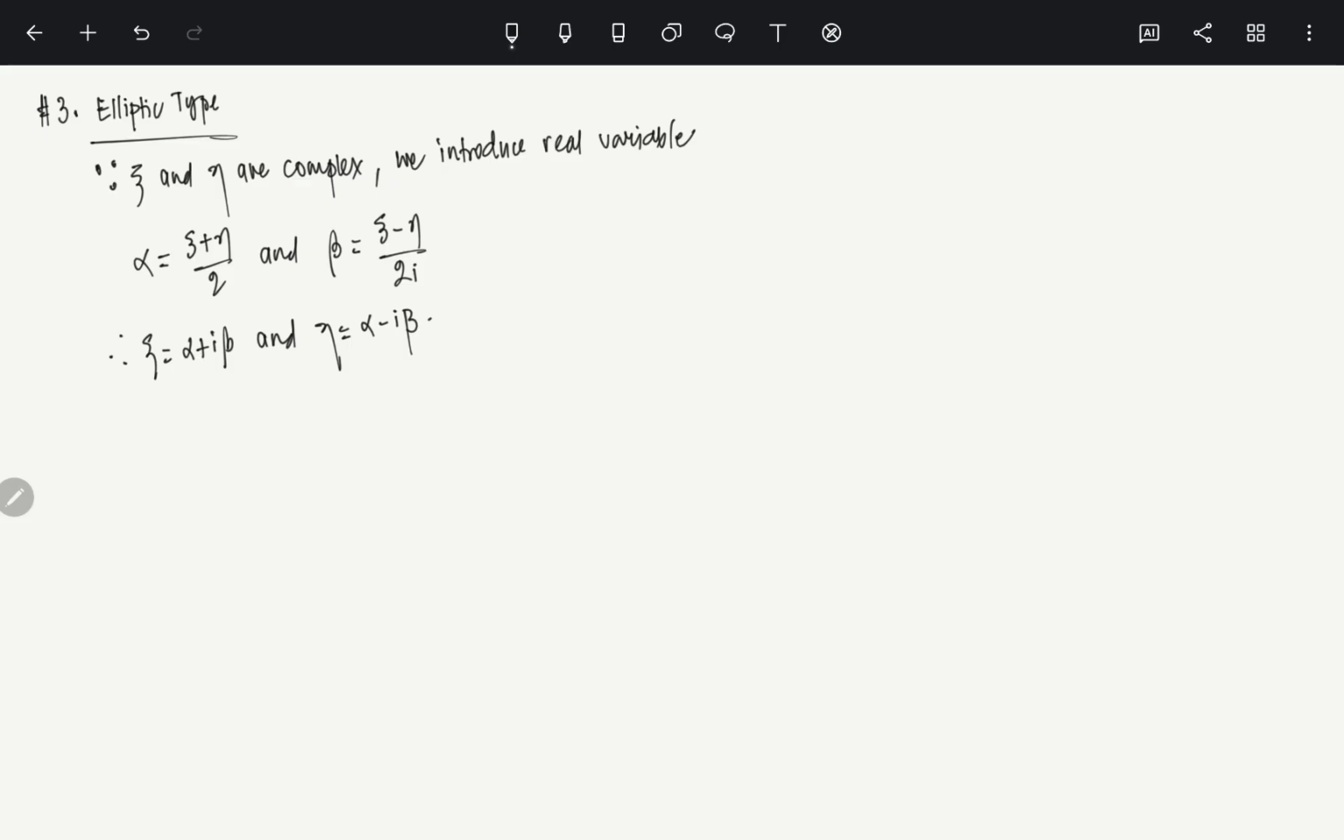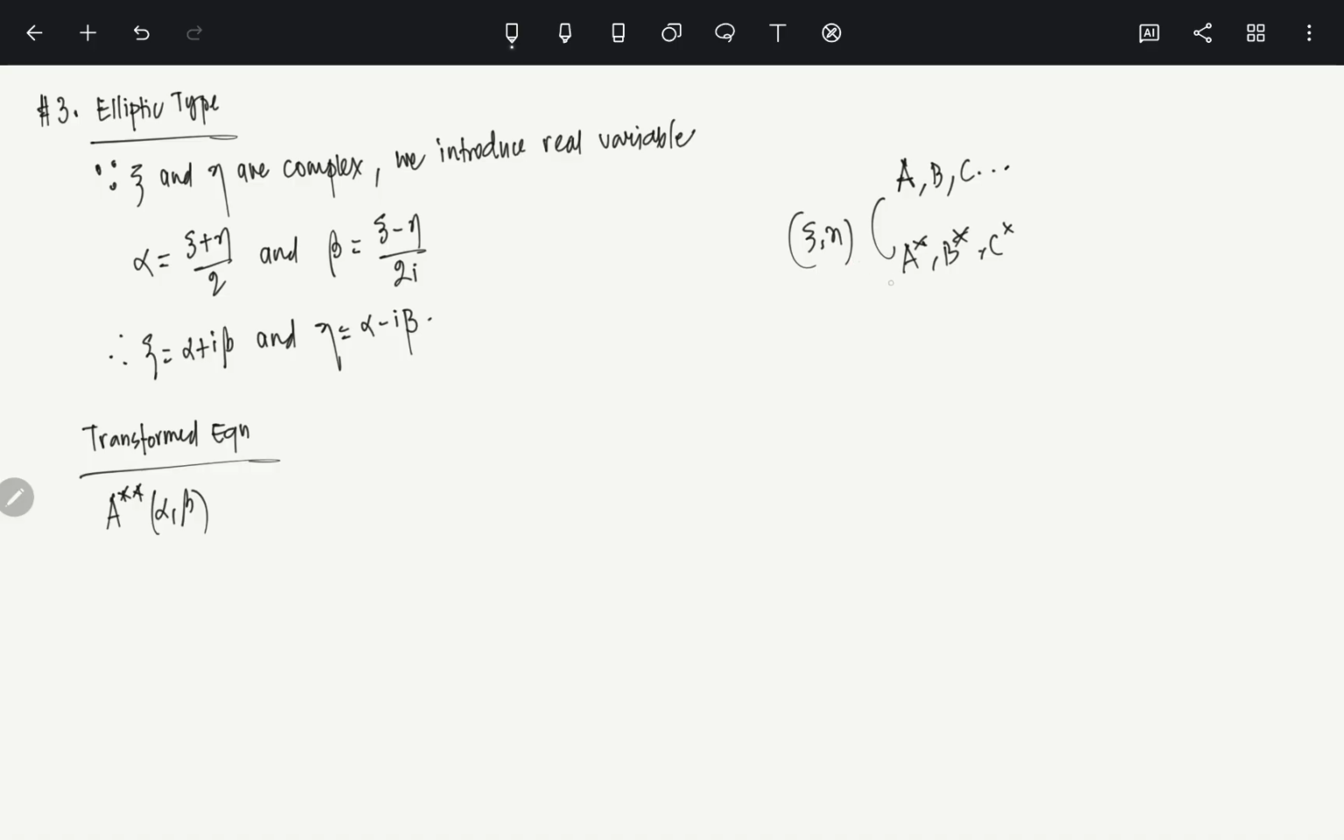Now once they are real variables, just see how the equation looks. The transformed equation will look like this. Maybe I can put a double star, because a star is always the transformed equation in terms of alpha, beta. Initially the original equation was given in terms of a, b, c, and then the xi and eta transformation gave us a star, b star, c star. Now in this elliptic case, xi and eta are complex.